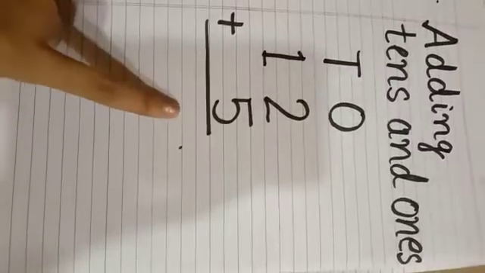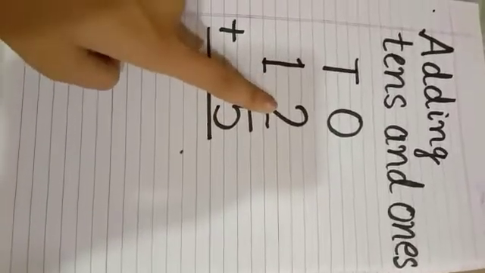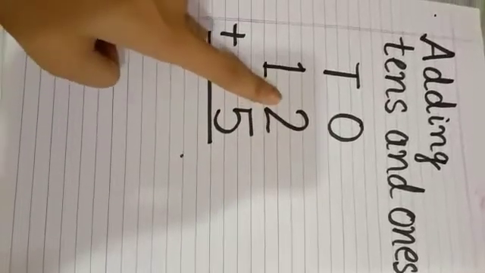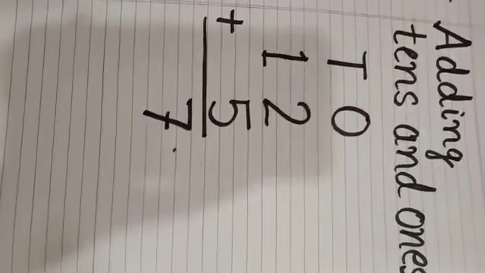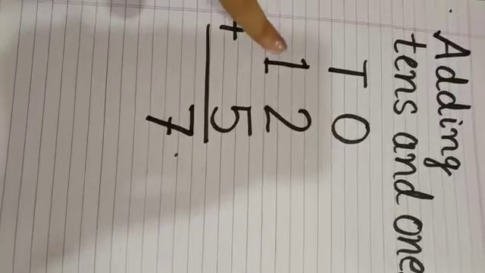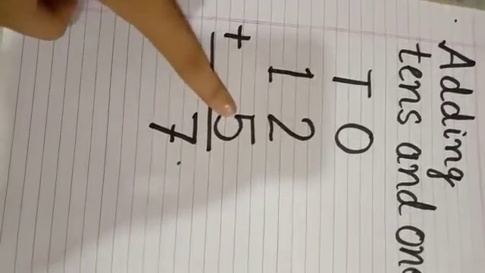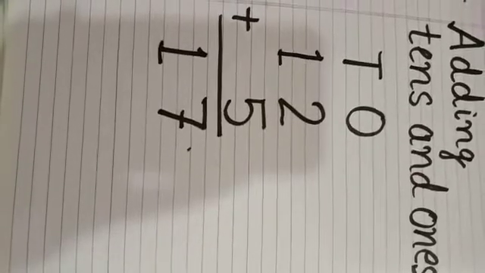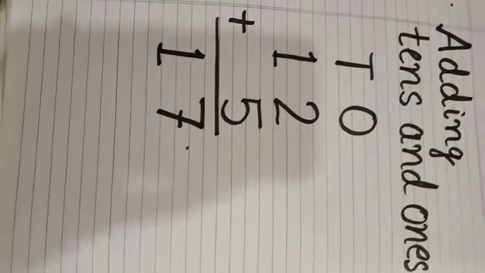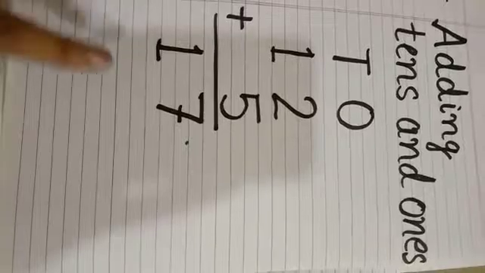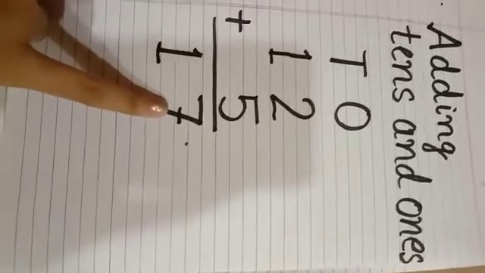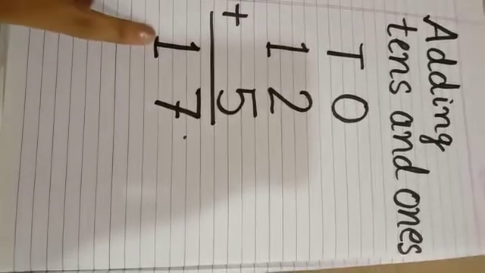In ones place, we have 5 and 2. 5 plus 2 is 7. And in tens place, we have 1. Hence, 12 plus 5 makes 17. So, for adding a two-digit number, we firstly add all the ones and then we add all the tens.